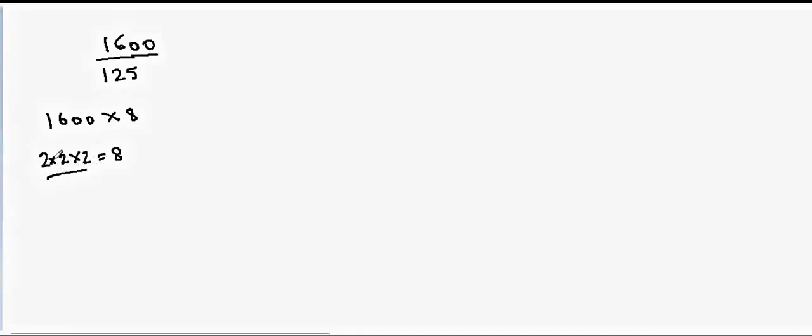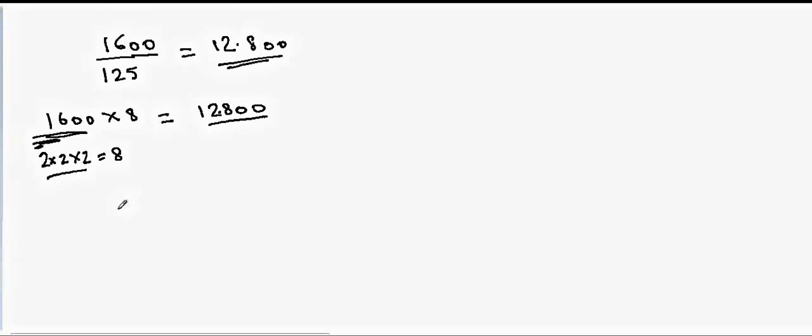So remember, when we have to divide by 5, we take one 2; for 25 we take two 2s; and for 125 we take three 2s, right? So 1600 I multiply by 8. What is 1600 into 8? It's easy. We already know 16 into 4 is 64, so 16 into 8 is 128, and then we put two zeros at the end, and we put a decimal after three digits, so the answer will be 12.800.